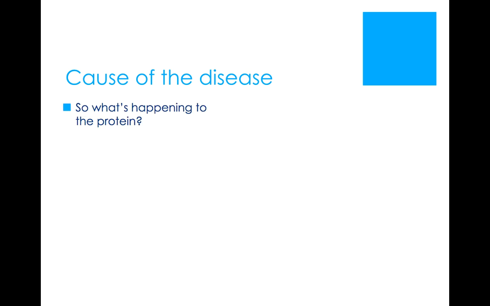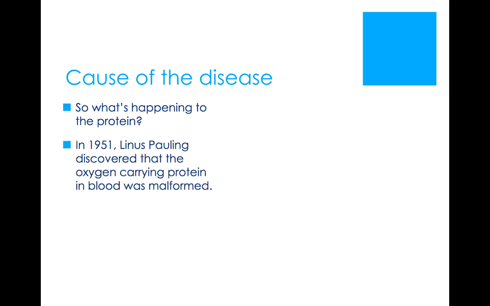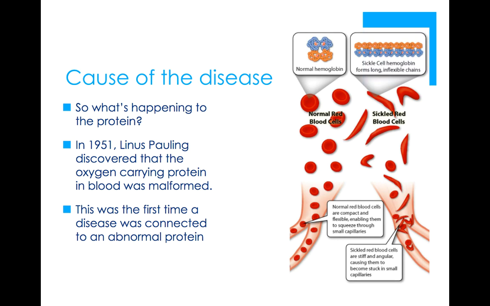All right, so what the heck is happening in this blood cell? It's actually going to be related to a protein. There's a protein in your red blood cells called hemoglobin. Normal hemoglobin in a red blood cell looks like this. It's designed to carry oxygen, okay? And then in the 1950s, a scientist by the name of Linus Pauling discovered that this protein in people who have sickle cell, instead of looking like this, looks like this.